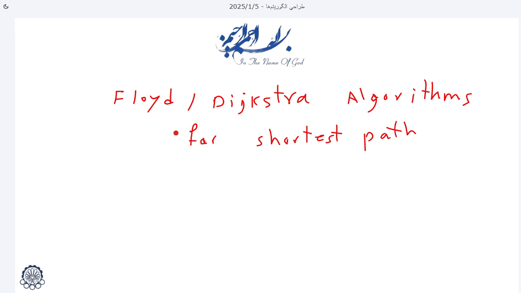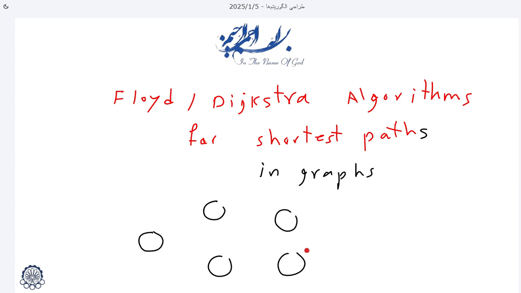These algorithms are for computing shortest paths in graphs. We are given a graph. This graph is a weighted graph. There are some weighted edges.